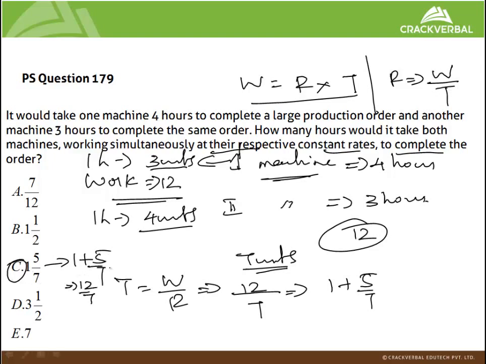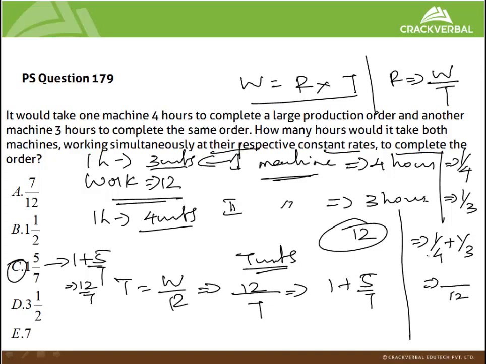That's it. So if you are not comfortable with plugging in, okay, I am not used to plugging in, then as usual you can take the normal method. If machine 1 completes the job in 4 hours, then the rate of work would be 1 by 4. Machine 2 completes the job in 3 hours, so the rate of work would be 1 by 3. If both are working together, then we have to add the rates. It's nothing but 1 by 4 plus 1 by 3. Then it's the LCM, which is 12, so cross multiplying, 4 plus 3 will get you 7 by 12.